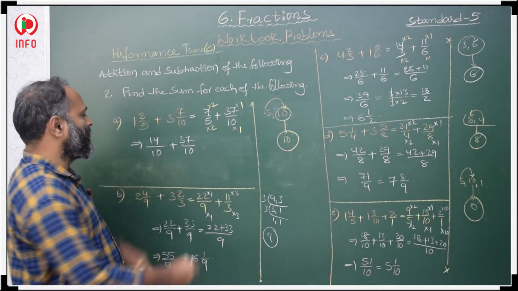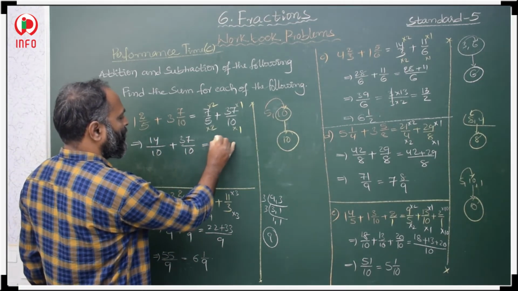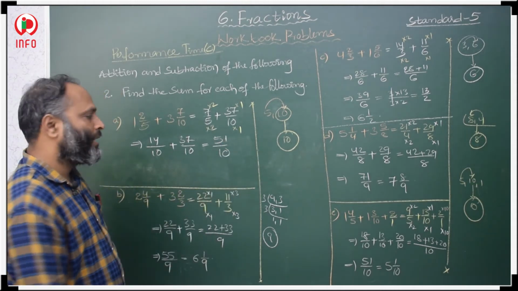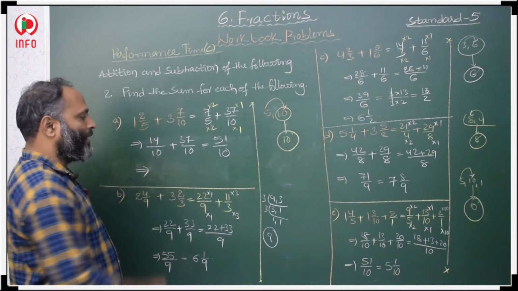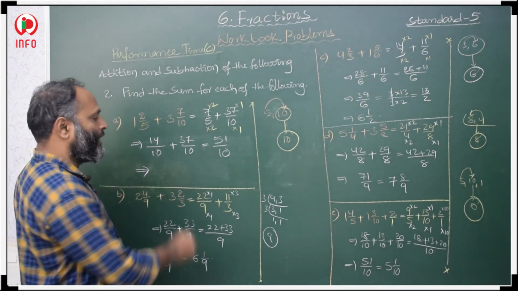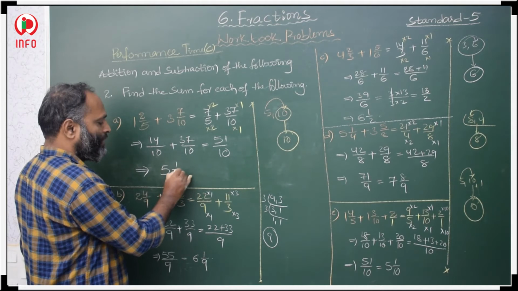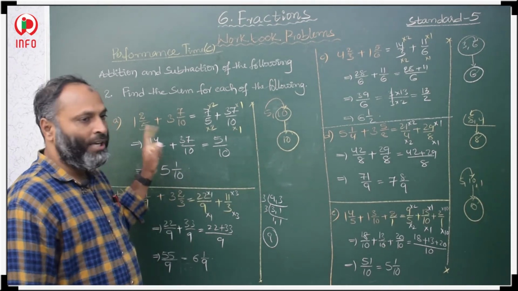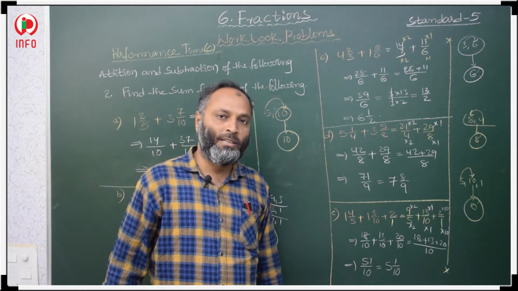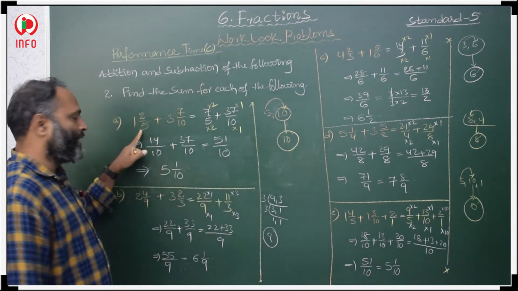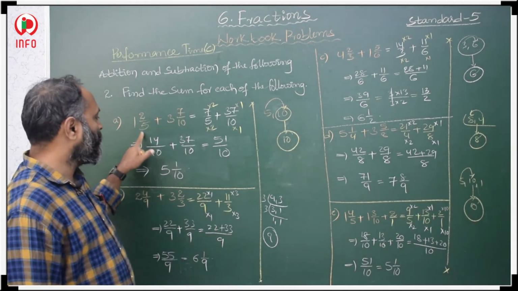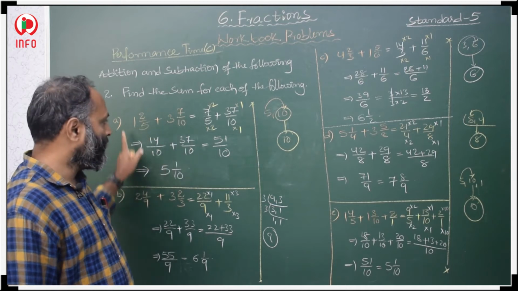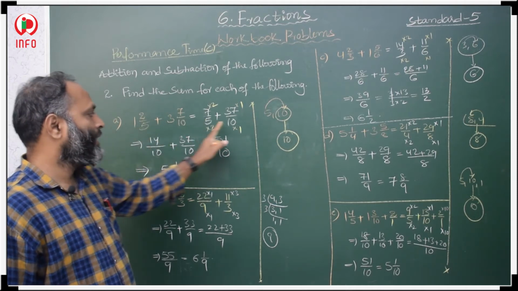Then 14 plus 37 is how much? 51 by 10. This 51 by 10 is an improper fraction. Whenever an improper fraction is there, we have to convert it into a mixed fraction, that is 5 1 by 10. So this is the answer if 5 is there. If 3 is there, then the previous one is the answer. But in the textbook it is 1 2 by 5 plus 3 7 by 10, so according to that we have to take the LCM of 5 and 10.